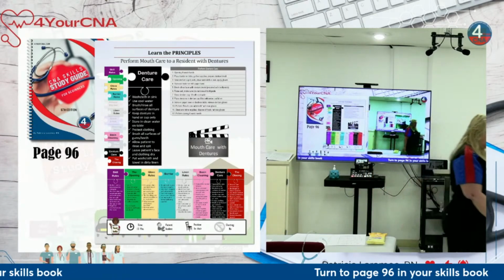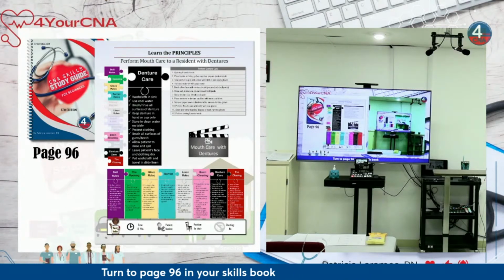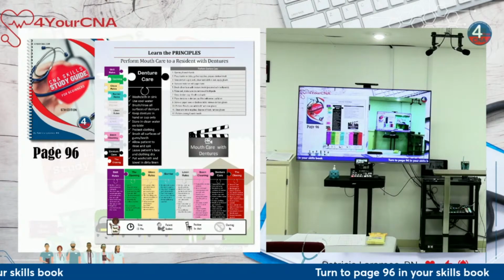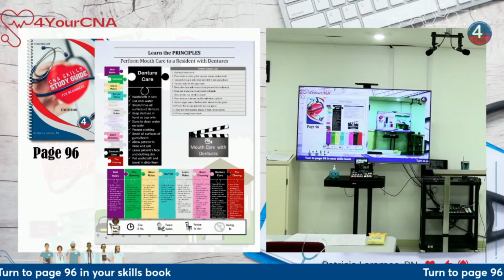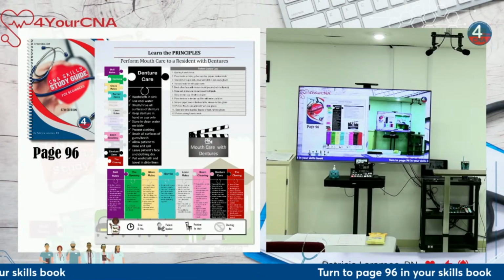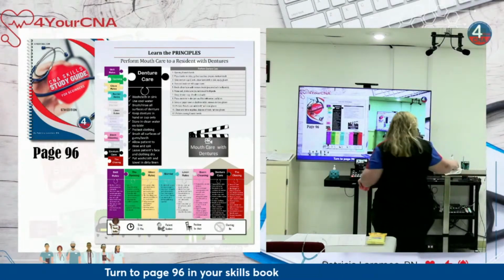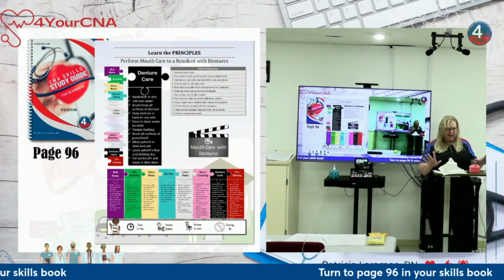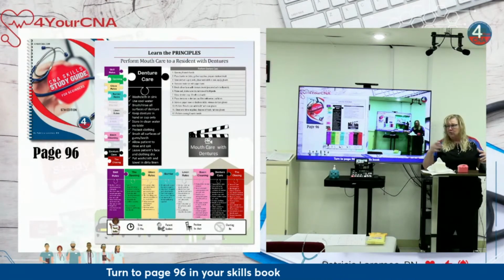Not a lot to learn, but this seems to be one of the hardest skills for students on the state exam. We've got a mess here. Dentures aren't hard. They really aren't. But students seem to struggle with this because there's two parts to this skill. We're going to clean the dentures and we're going to clean the mouth the dentures came out of. So it's a big skill.